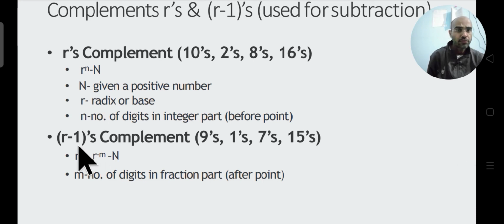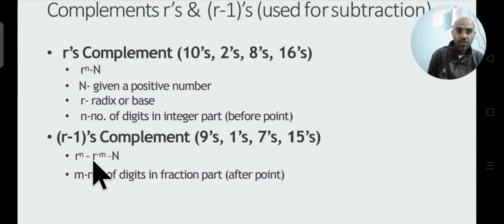Later on, we will use the R minus 1's complement also. So the general formula to determine the R minus 1's complement is to determine the R's complement, which is R to the power n minus n, and then subtract R to the power minus m from the R's complement. Here m is nothing but the number of digits in the fraction part. So we have to consider this part.